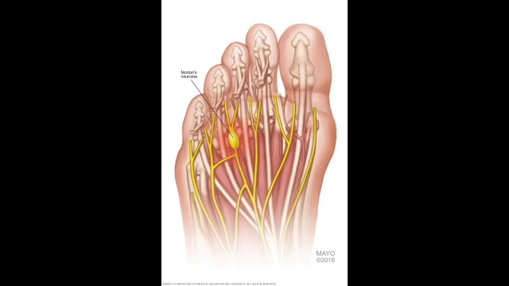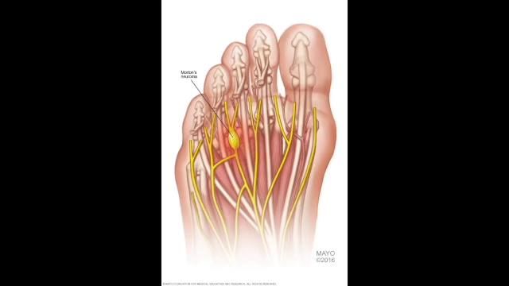Next, interdigital or Morton's neuroma. This is compression neuropathy of the interdigital nerve. Most commonly involves the second or third interdigital nerve between the metatarsal heads. The mechanism is repetitive microtrauma leading to degeneration and proliferation of the interdigital nerve.